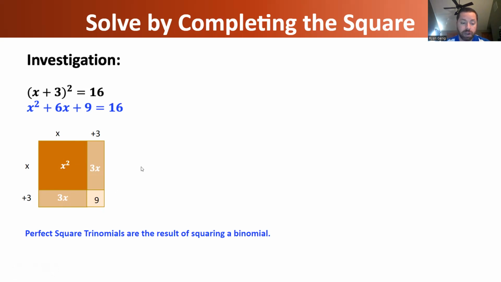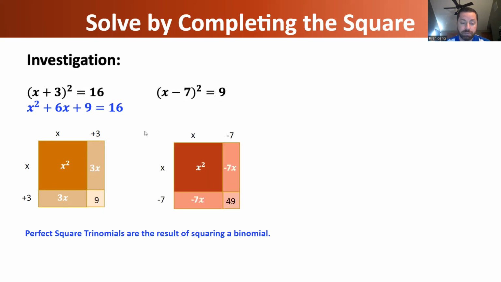And before I show you a couple more, x squared plus 6x plus 9, that's called a perfect square trinomial because it's made from something squared, a binomial squared. So x plus 3 squared made x squared plus 6x plus 9. All right, so let's try another one. X minus 7 squared is going to give me x squared minus 14x plus 49. That x squared minus 14x plus 49 is a perfect square trinomial.